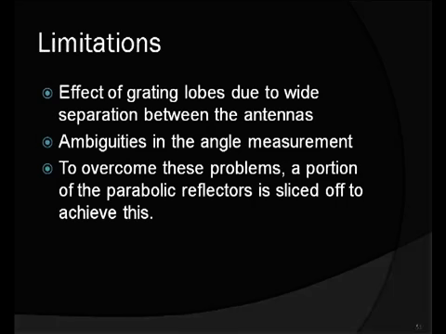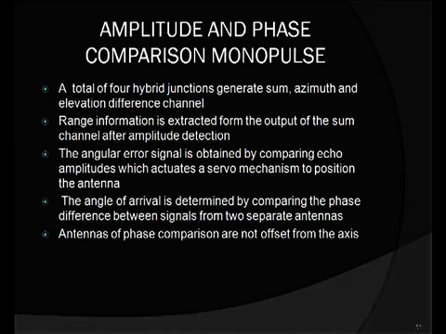Effect of grating lobes due to wide separation between the antennas. Ambiguities in the angle measurement. So, to overcome these problems, a portion of the parabolic reflector is sliced off to reduce this physical spacing between the two antennas.